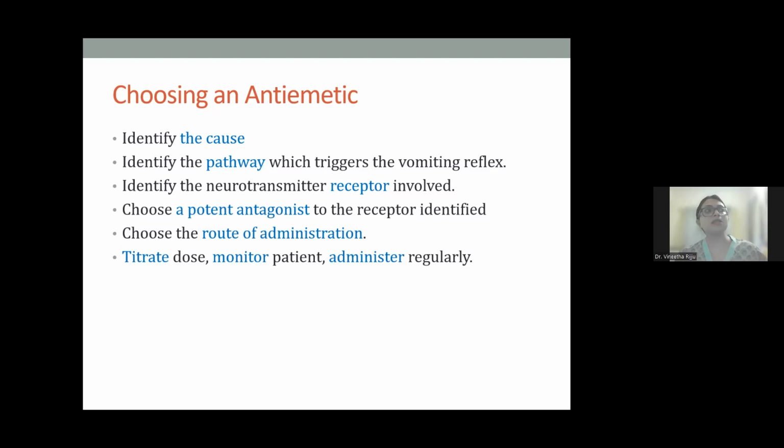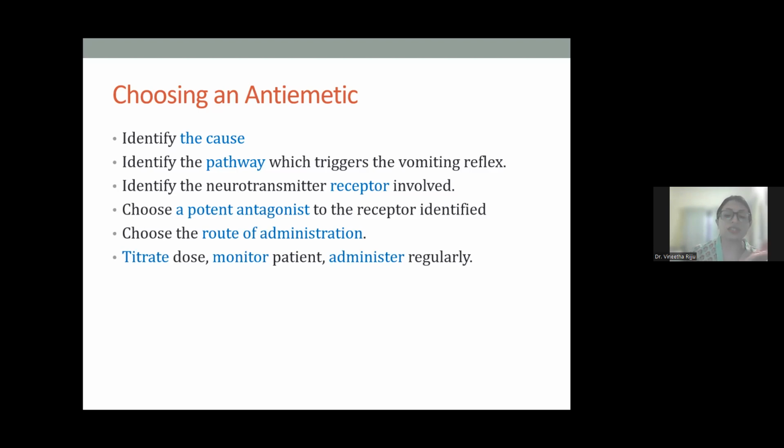Now, does nausea and vomiting always mean giving the patient IV? If the patient is able to tolerate orally, you can give the patient oral antiemetics. If the patient is having severe vomiting, unable to retain anything, you can definitely go for parenteral.